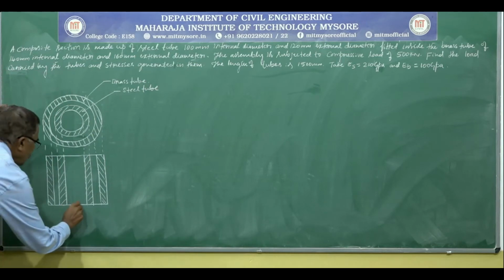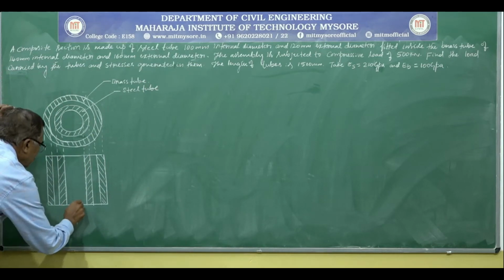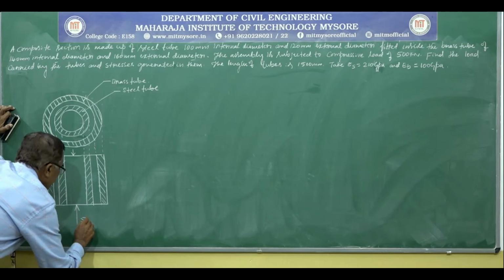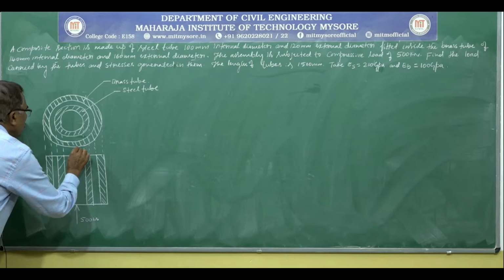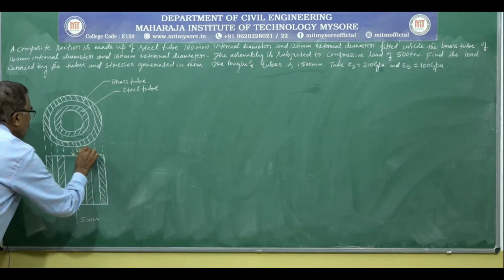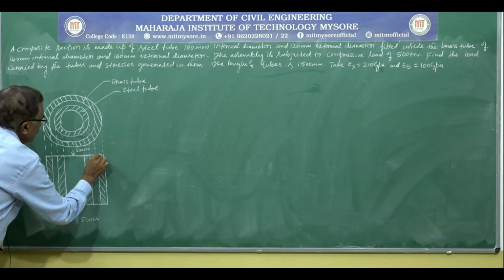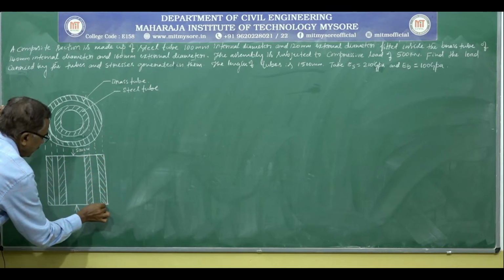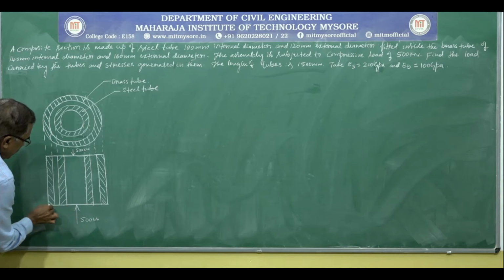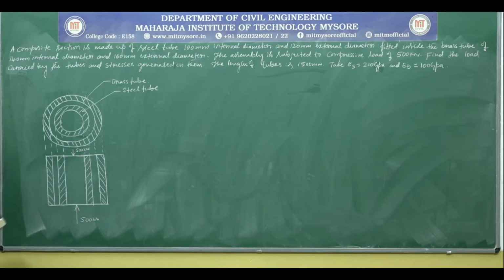It is subjected to a compressive load of 500 kilonewton. So these tubes are connected by means of a thin plate of negligible weight like this. So now you can see here, this is a composite bar. So the tubes are connected by means of rigid plates on either end.